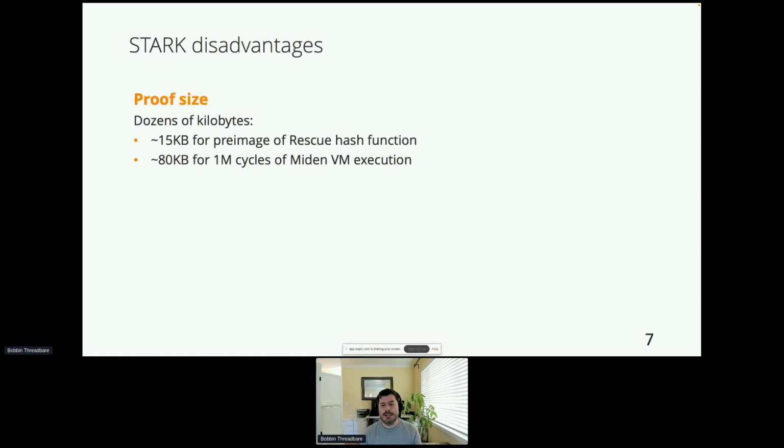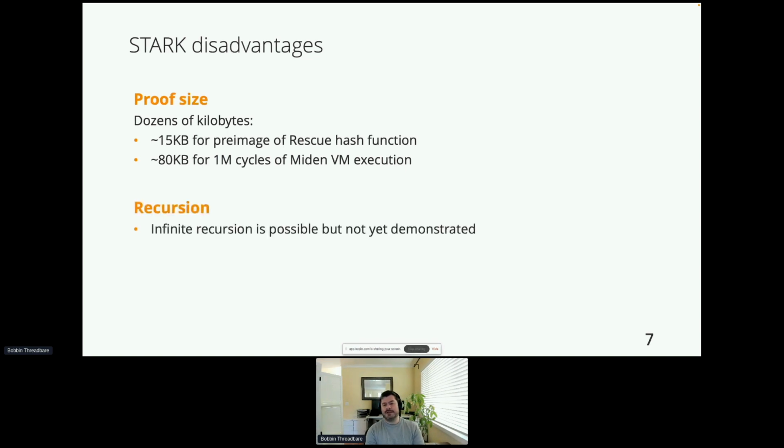And on the upper side, like executing 1 million cycles of Miden VM, you're probably going to be around 80 kilobytes. And if you go beyond that, depending on what the computation is, for the largest computations that I've run, closer to 200 kilobytes. And I think beyond that, it's probably computations that are not very practical at this point in time. So if you think about proof size, for most practical computations it's somewhere between 15 and 120 kilobytes, and for some extremely large computations, it could go up to 200 kilobytes.